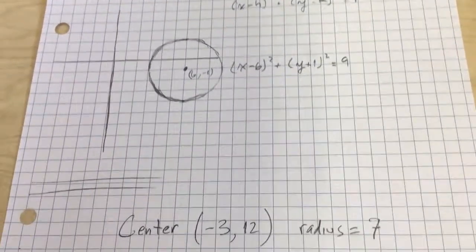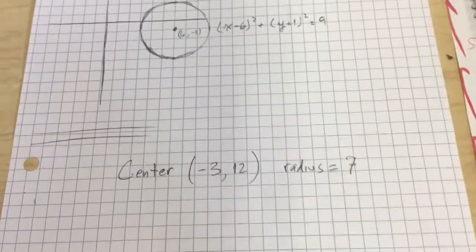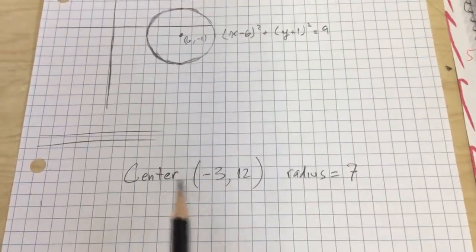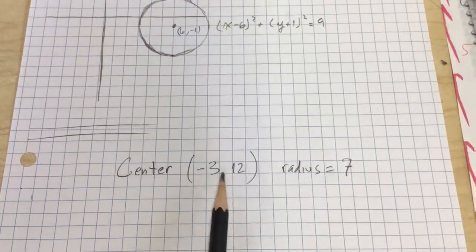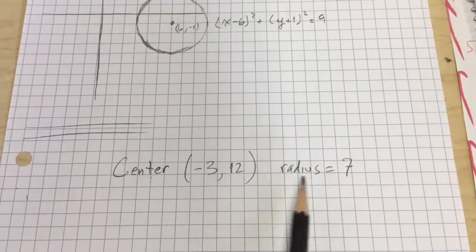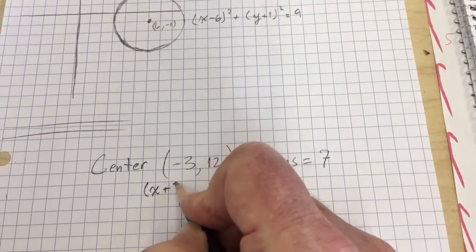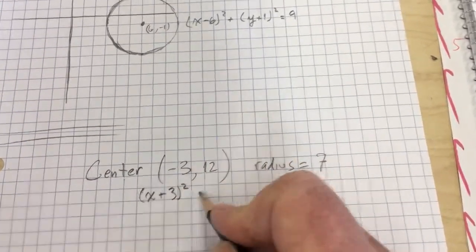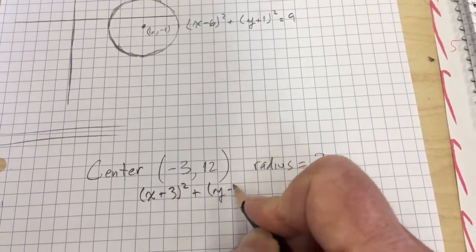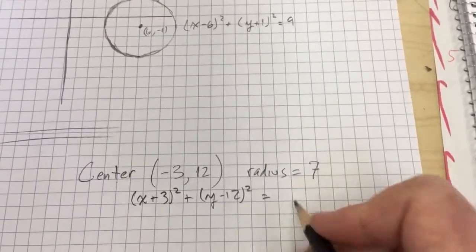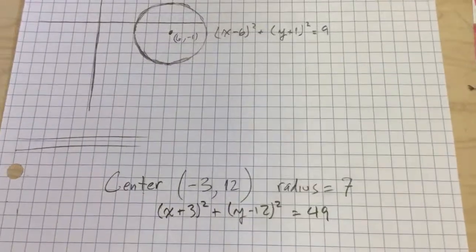You'll see another problem where I ask you to write the equation of a circle given just a description of the center coordinates and the radius. That might even be easier. You're going to have x plus 3 squared plus y minus 12 squared equals, and the radius squared would be 49 in this case.